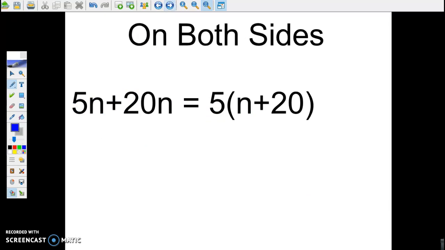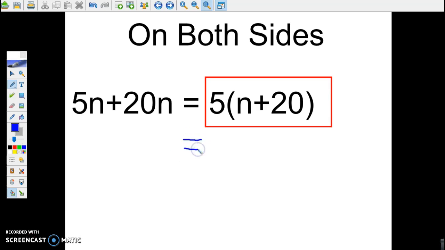Sometimes we'll have the distributive property on one side, and sometimes we have it on both sides. So what I want you to think about here is ignoring this for right now, but let's start off by simplifying the left side of the equal sign. We have 5n plus 20n. We combine those together, and we don't get 20n, we get 25n. So now that's been simplified, we're done with it.